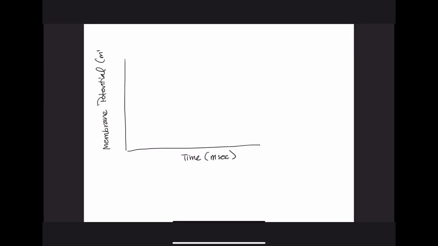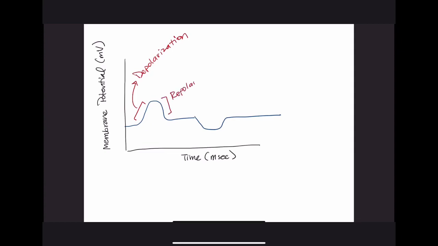Now, if you want to look at how an action potential works in terms of voltage or membrane potential, we might see a graph like this that shows the change in membrane potential over time. There are three distinct changes that occur over the course of an action potential. We have depolarization, we have repolarization, and hyperpolarization.